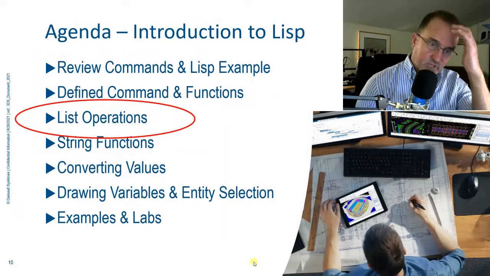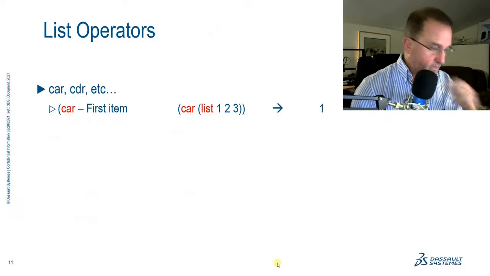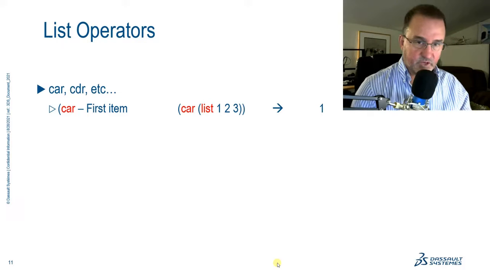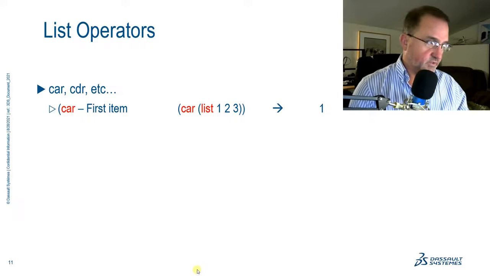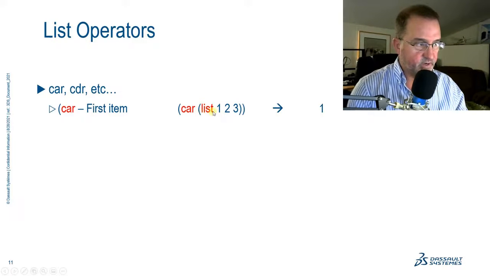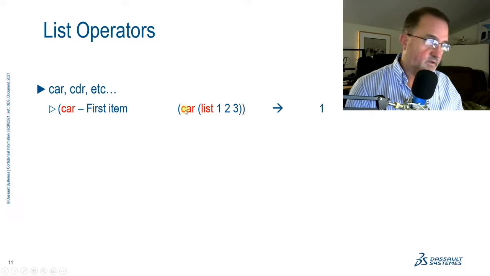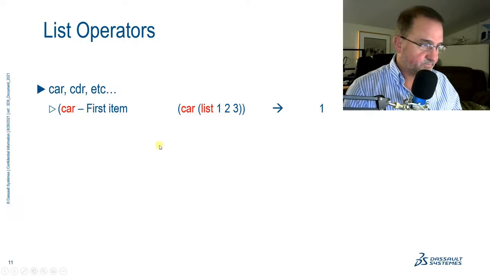So let's talk about lists. I went through a couple different options in lists and how we create them in the last session. But now once we have a list, how do we get the information out of the list? There are two primary functions that I use. The first one's called car, which basically selects the first item in a list. So if I use the function to create a list with the values 1, 2, 3, and then I use the function called car, it takes the first value out of that list.